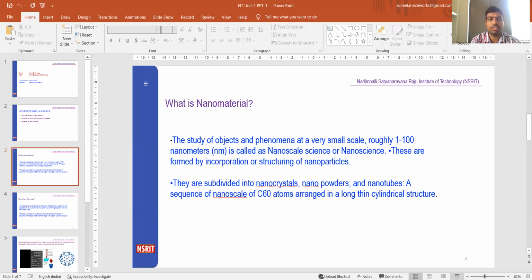These nanomaterials are constituted of 1 to 100 nanometers, which is very light and not visible to our naked eye. These are formed by incorporation of different structuring elements of different particles. So let us consider small grain particles of salt or sand. These all come under the nature of nanomaterials. These are further divided into nanocrystals, nanopowders, nanotubes, nanowires, etc. The C60 atom gives a major example for nanomaterials and their applications.